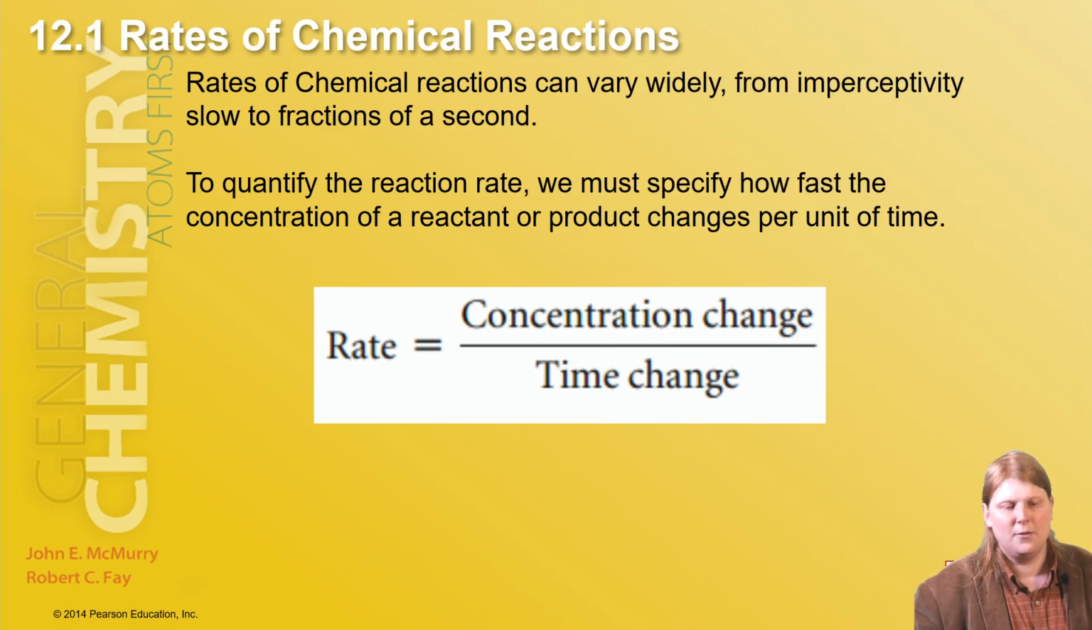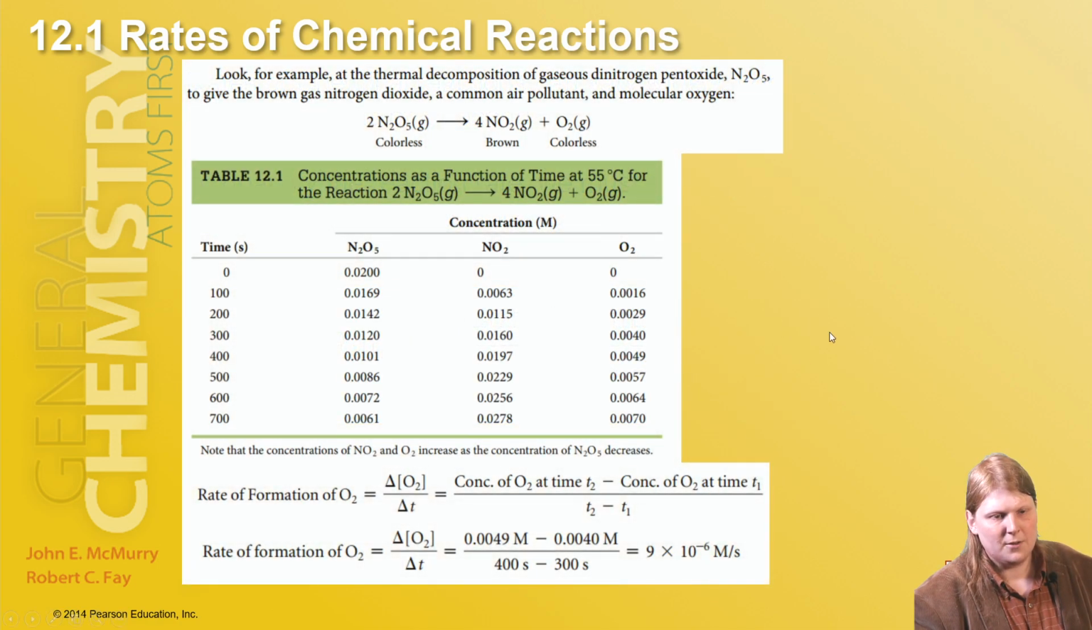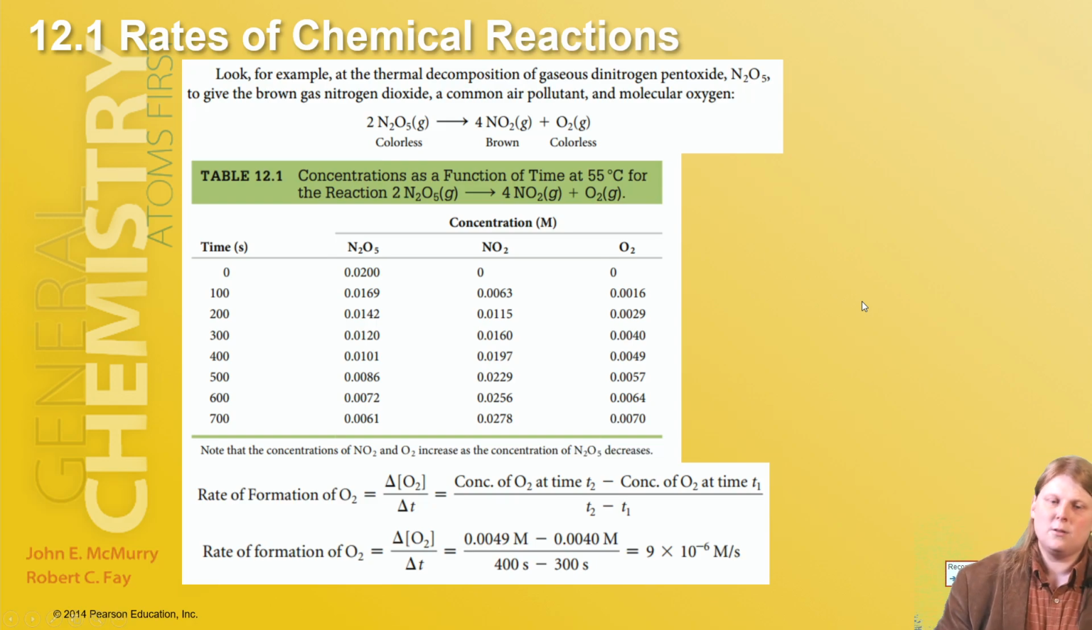But it's like the speed of the reaction. How often are we going to get more of it? And there are different ways to measure that, and that's what we'll look into. So here they look at the thermal decomposition of some gaseous dinitrogen pentoxide. It's going to change. It goes from some colorless gas into some brown gas and another colorless gas. And so this gives us maybe a way to measure it. We could measure this brown gas as it develops with a spectrometer or something like that.